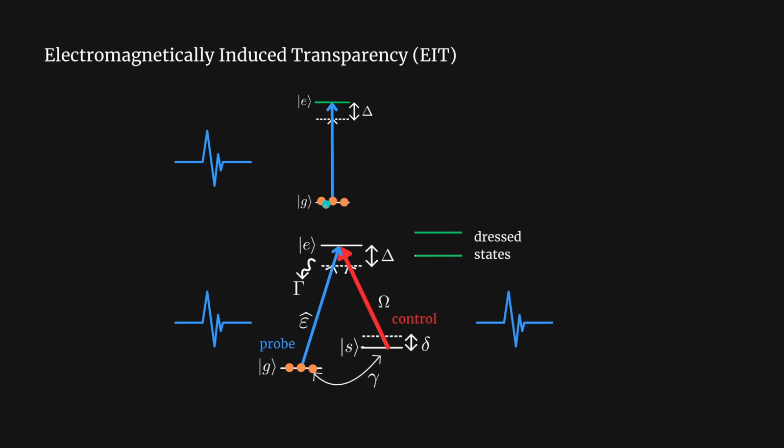So if we have a populated ground state and we shine a photon that's resonant with a transition, then it will get absorbed and we will see nothing on the other side. However, if we use this three-level atomic configuration and we have a control field that's resonant with the auxiliary and excited states, then we will obtain a superposition of these states as dressed states. And now our probe field that was earlier on resonance will now pass through the atoms without being absorbed.